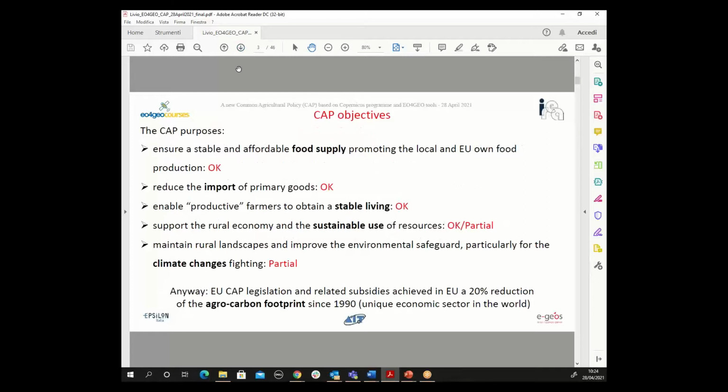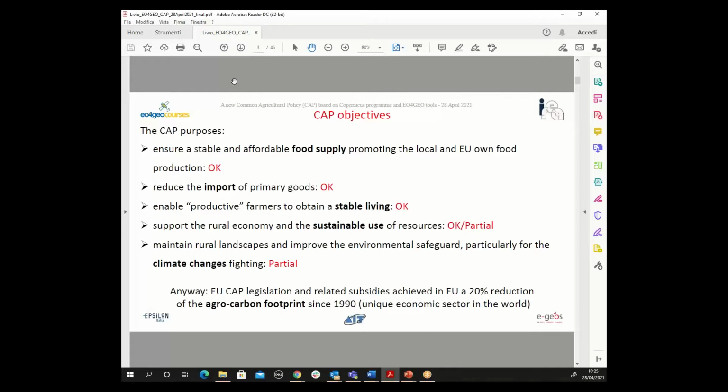So, in summary, what were the Common Agricultural Policy objectives? They ensure a stable food supply, and we can say that this target has been reached. Then, reduce the import of primary goods. That's okay. If you remember, 30 or 40 years ago a lot of products were destroyed because of a price war. Now this situation is less frequent because there is a clear regulation of what has to be produced and at which price. Then we enable the farmer to have a stable living, maintaining the population of the countryside. That target has been reached too. And the sustainable use of resources is a partially reached task.